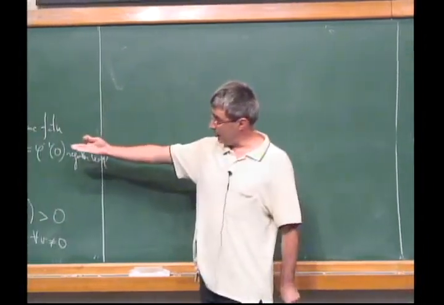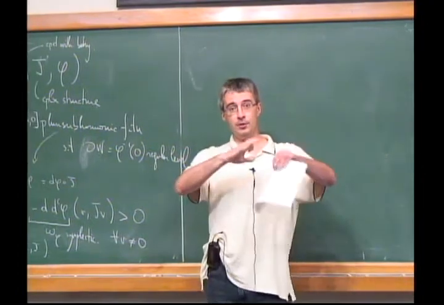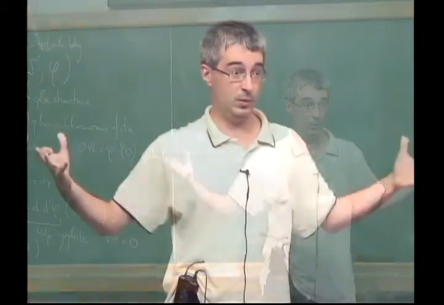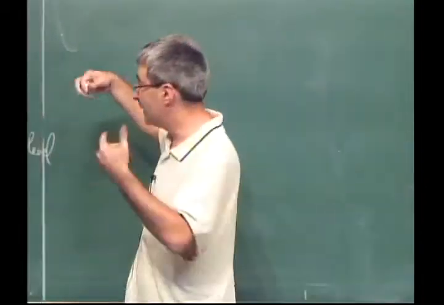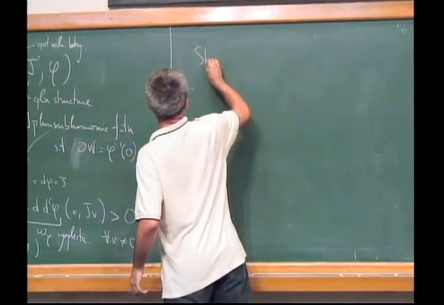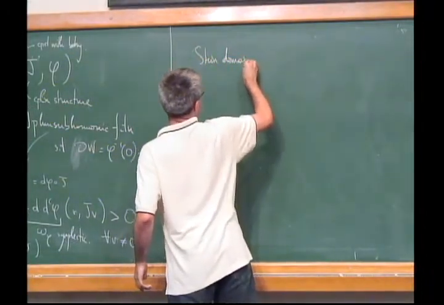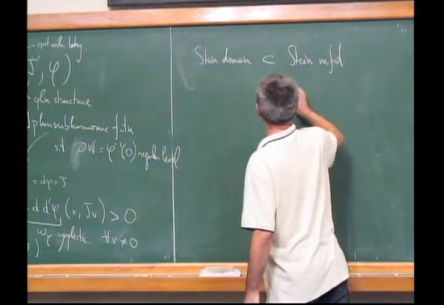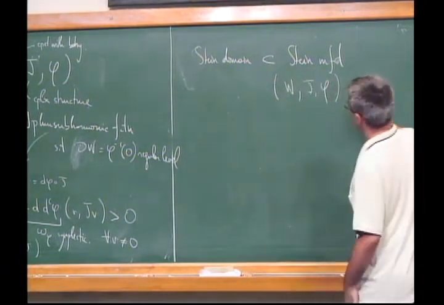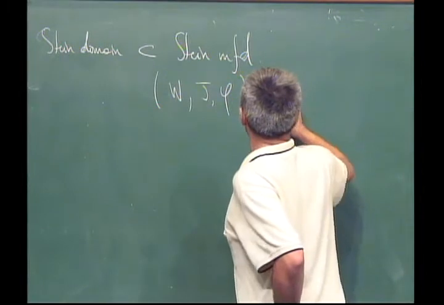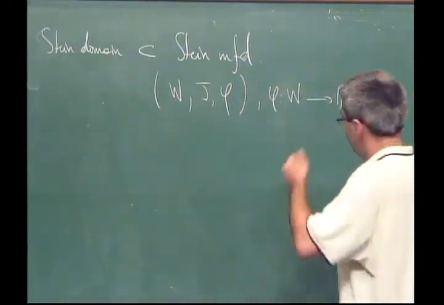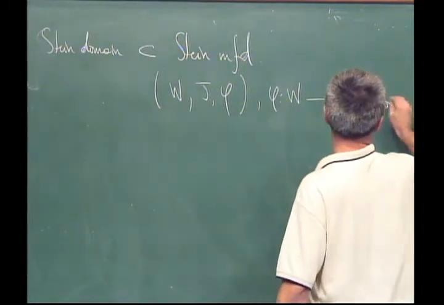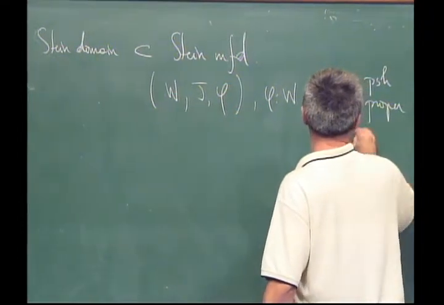But now, if I start with this example, we know that Stein domains are regular sublevel sets in Stein manifolds. Such a Stein domain is always included in a Stein manifold, with the same J and phi, and now I just require phi to take values in R, to be proper and bounded from below. Proper, of course, plurisubharmonic, proper, and bounded from below.